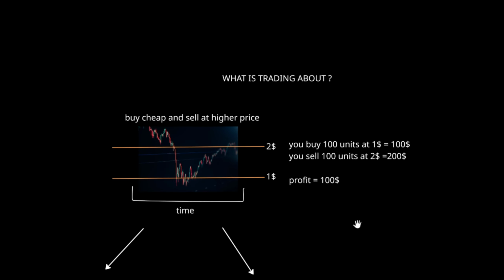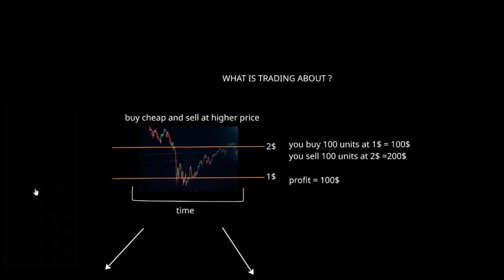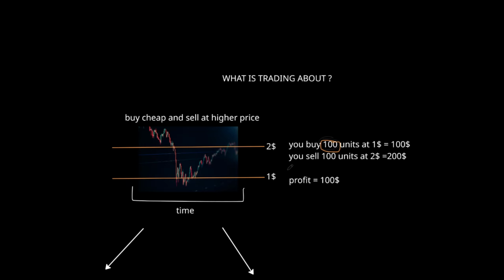This is a simple question that some people don't know the answer to. So what is trading? Trading is buying cheap and selling at higher prices. You buy, for example, 100 units. Let me change the color to orange. So you buy 100 units at $1, so you buy at this price, and you have $100 of this product, instrument, or whatever.